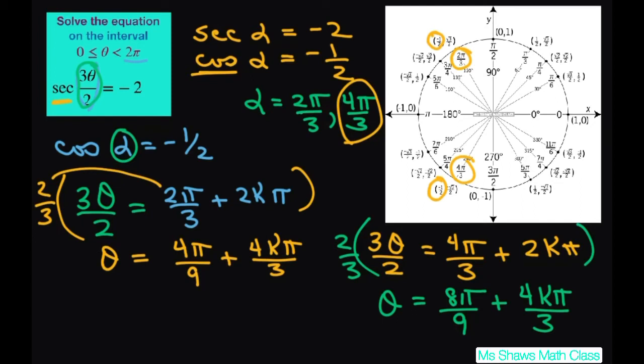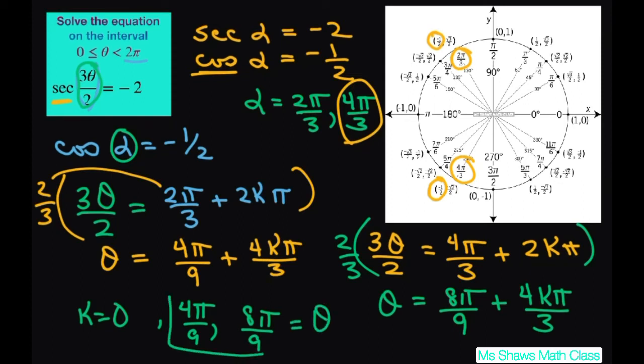Before we continue on, let's look and see what we have. If k is 0, then we're going to just have 4 pi divided by 9 and 8 pi divided by 9. All right, so there's two solutions there. If we're going by 9s, and we have 2 pi, we can't go higher than 18 pi divided by 9. So let's move on and let's see what happens when k equals 1.